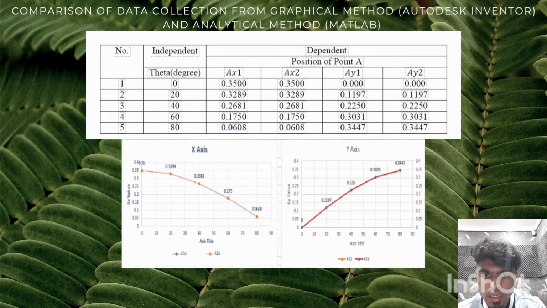As per the data collected, the results of AX and AY are obtained and compared for the graphical Autodesk Inventor and analytical MATLAB methods. Both results are showing the same values of AX and AY. Thus, this verifies the data from the graphical method approach. The value of AX decreases as the value of θ2 increases over time while the value of AY increases.